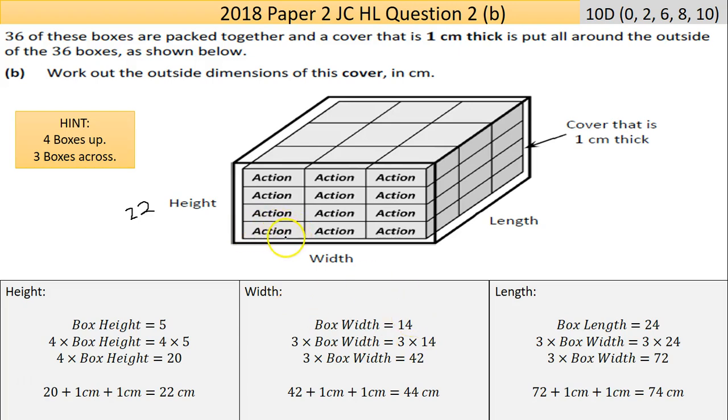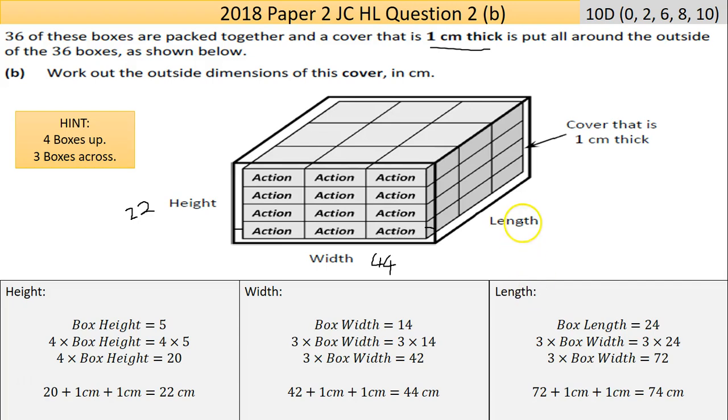Now careful here, I made a mistake in doing this first. There are 3 of them. There's 4 up like that, but there's 3 across. What's that? 14 by 3 is 42, plus the 1 centimeter and the 1 centimeter. That's why they put it in bold, because it's vital for the answer. We end up with 42 plus 1 plus 1 gives you an answer of 44. So the width here is 44.